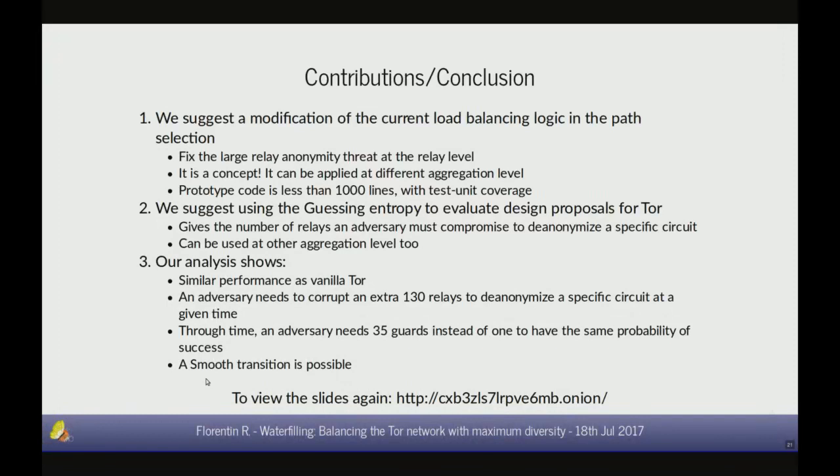And the second key message is for the community. It's just the fact that the guessing entropy might be interesting to use because it captures interesting features. So use it if you like.